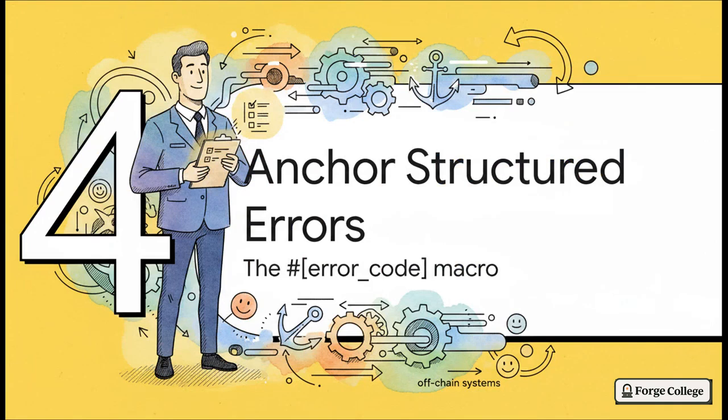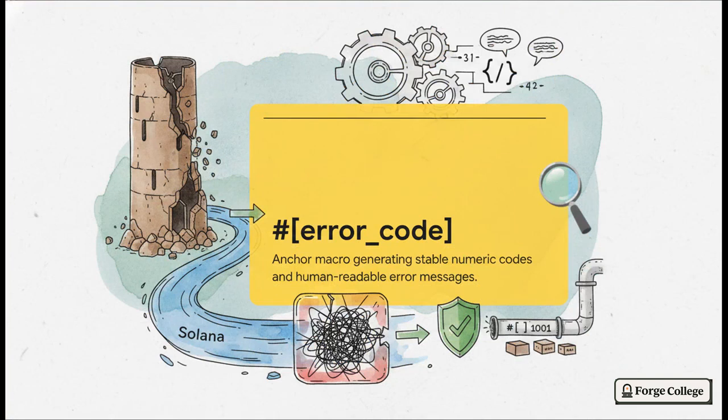Section 4. Anchor structured errors. The error_code macro. So how do we solve our missing logs mystery? Well, we replace that fire alarm with a smart bouncer holding a clipboard, the @error_code macro. Anchor provides this incredibly powerful tool to define a custom error enum directly in your program crate. Instead of panicking, you define the exact ways your program can fail. Anchor automatically generates stable numeric codes and binds them to human-readable messages. This completely saves the day.